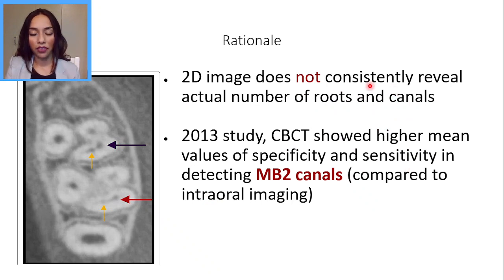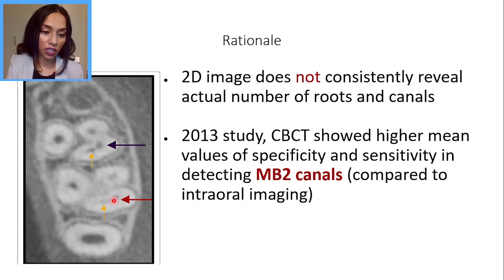So the rationale behind those recommendations is that 2D imaging doesn't always consistently reveal the actual number of roots and canals, like I showed in the previous example. Specifically, a study was done in 2013, and they found that CBCT showed higher mean values of specificity and sensitivity in detecting MB2 canals compared to intraoral imaging.